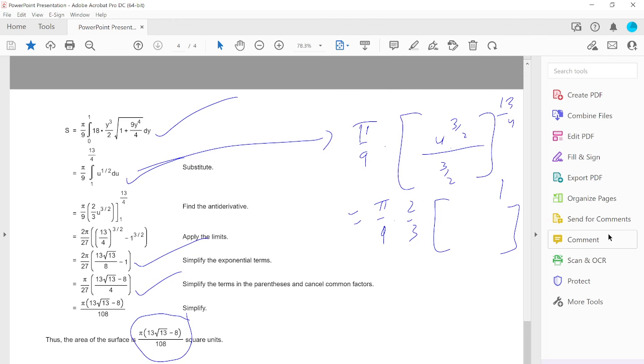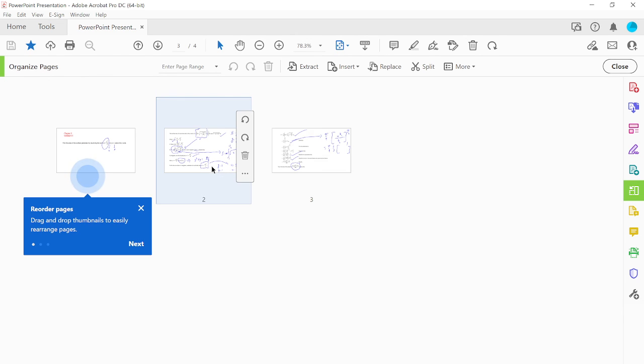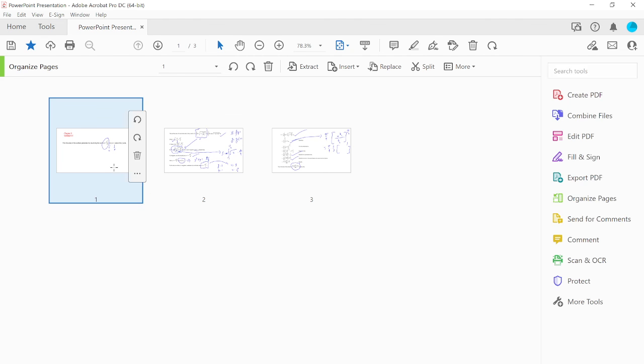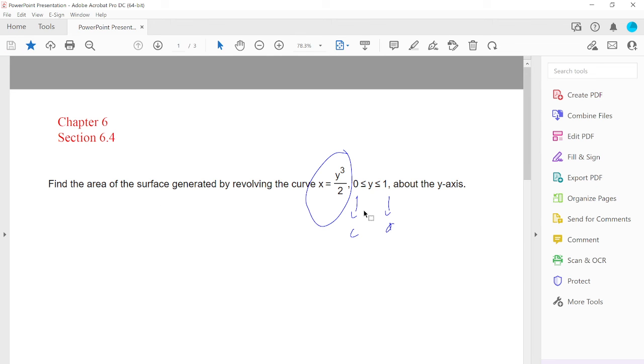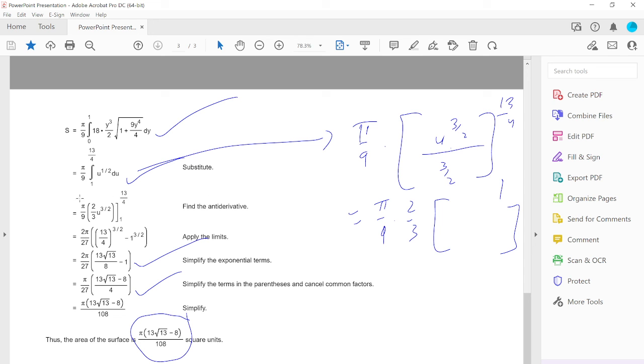Let me go over it one more time. This is the problem. We do the substitution using this formula, we convert this problem into this one, and then by using the power rule we can find the answer.